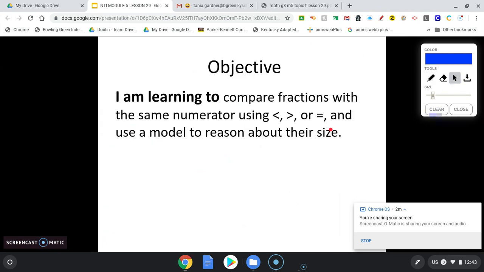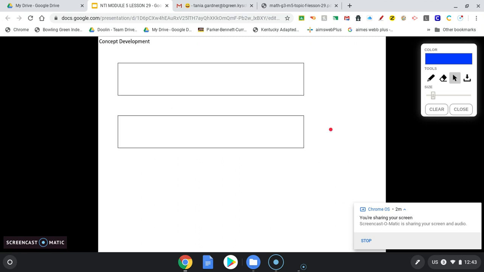Let's keep going. So today we're learning to compare fractions with the same numerator using less than, greater than, or equal to, and using a model to reason about their size. So what I want you to do on your paper, on the back of your application problem, is draw 2 rectangles. The first rectangle, we are going to show 2/4. The second rectangle, we're going to show 2/6. So partition this one into 4 equal parts. So I have 4 equal parts, and then partition the next one into 6 equal parts.